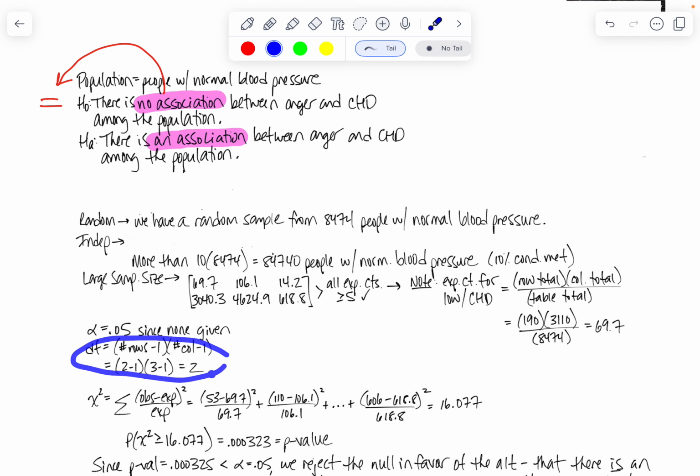Here's my degrees of freedom once again so that you can remember it. Number of rows minus 1. We only have 2 rows for this problem. Number of columns minus 1. We only have 3 of those. When we multiply those together, I get 2. Formula from the formula sheet.